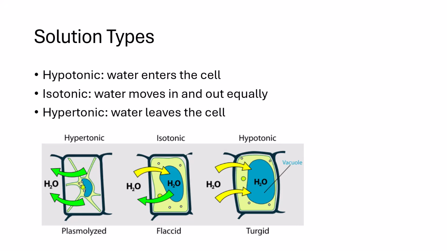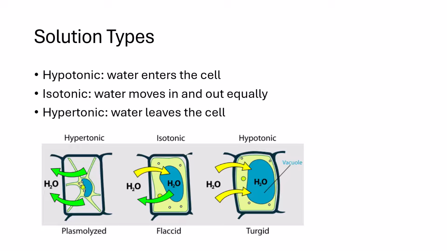When a cell is placed in different solutions, water moves depending on the concentration of the solutes. Tonicity is the measure of a solution's ability to change a cell's volume by affecting water movement. In a hypotonic solution, the fluid outside of the cell has a lower solute concentration than the cell, so water enters the cell, making it firm or turgid. This is the normal, healthy state for most plant cells.